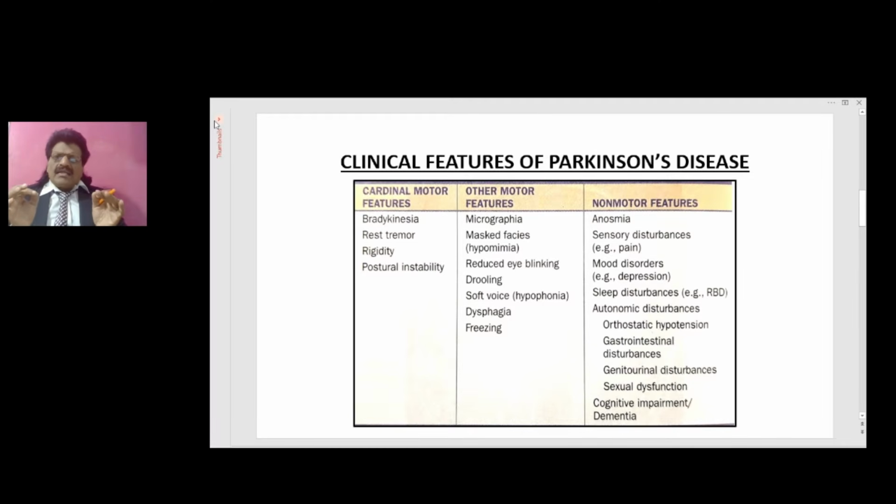What are the cardinal motor manifestations of Parkinson's disease? Easy to remember with an acronym TRAP. T-R-A-P. T is for tremor. Usually they will have a resting tremor and it is asymmetrical to begin with. So one of the important motor features of Parkinson's disease is tremor, that too a resting tremor, and it usually begins asymmetrically. That means it begins on one side. This tremor is very prominent at rest but disappears with activity.